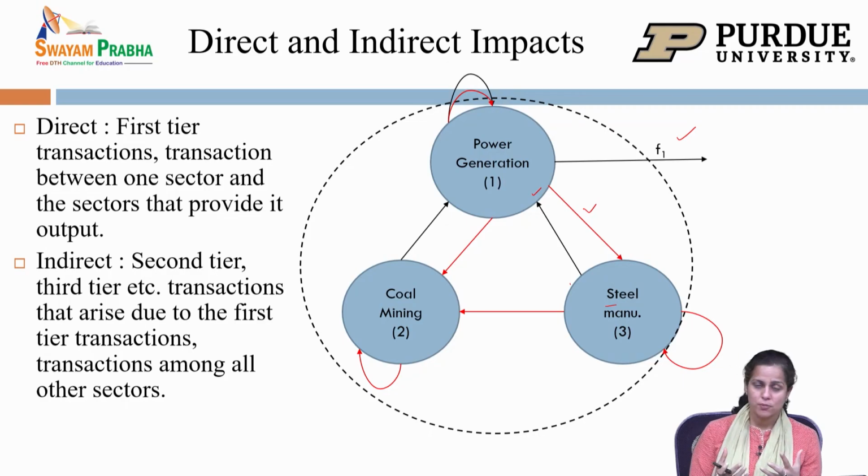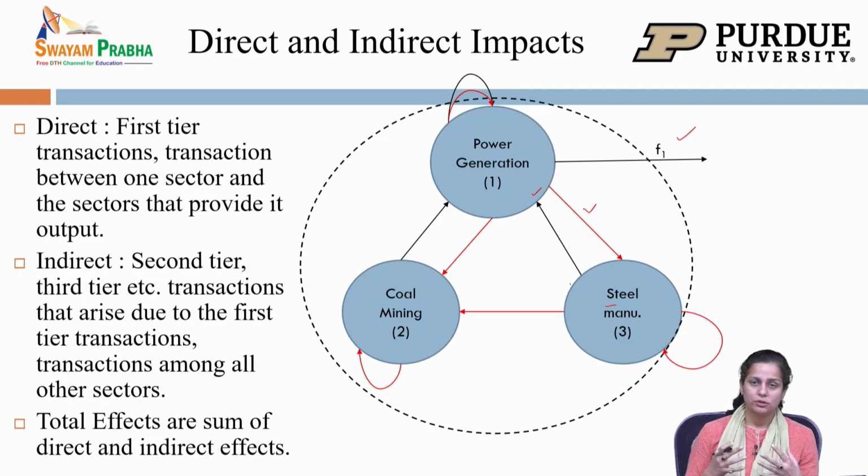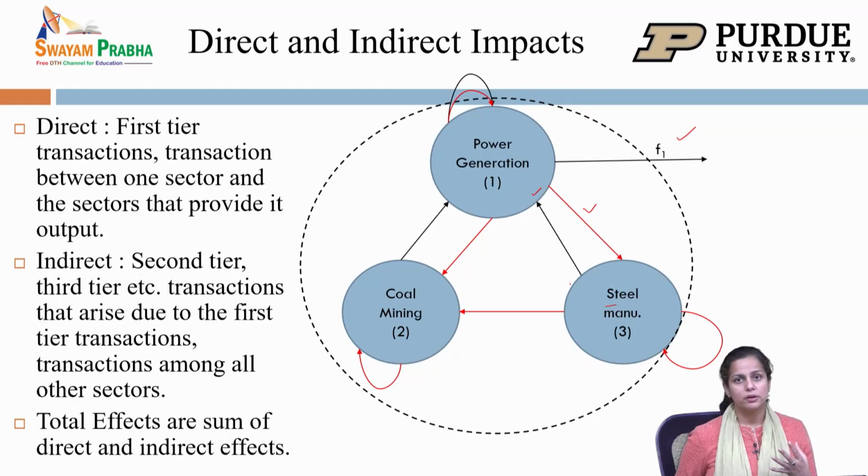The input-output model is actually very strong because it captures all of these impacts in one concise model, the Leontief model. The total effects are actually the sum of both the direct and the indirect impacts that the model captures. So, let us see how the original model breaks down the direct and indirect impact.